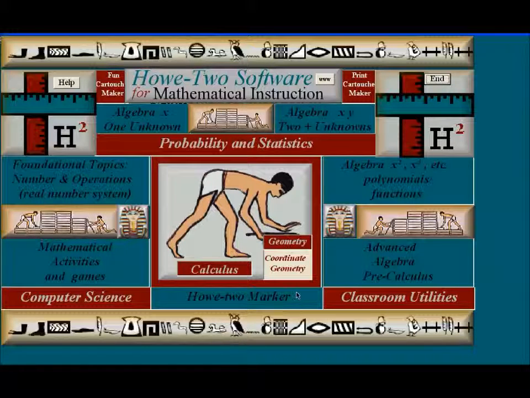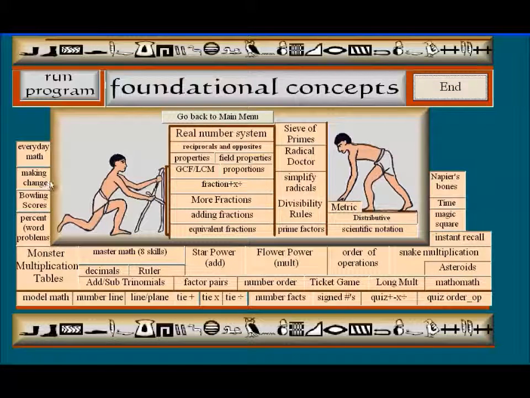Now, this is part of Algebra 1, but it's actually in my menu under Foundational Topics because I was hoping that we would have learned it in 7th and 8th grade, but we always have to review this. So here we want to come and look for the real number problems, the real number system.